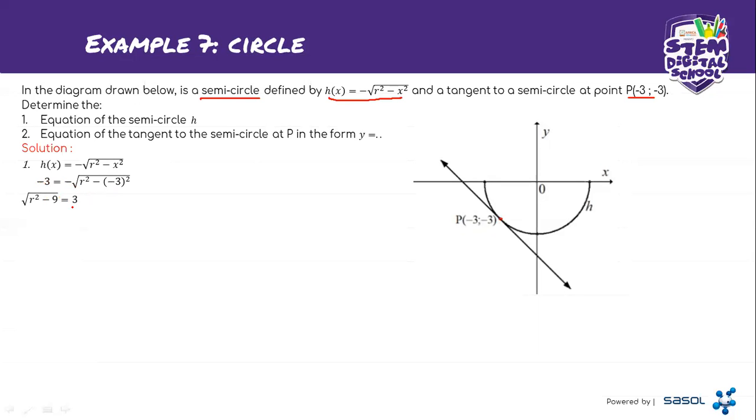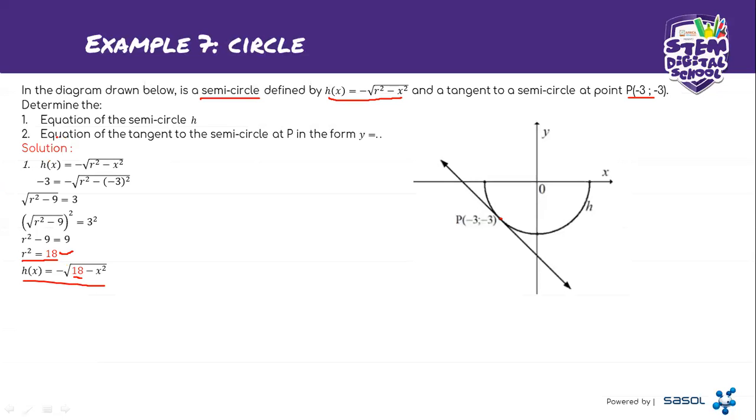After reaching this stage, we are in need of r squared, and this r squared is inside the square root. To get rid of this square root, remember you square both sides. Let's square both sides so that you can remove the square root. Now we have r squared minus 9 equals 9. Then we transpose that 9 to the other side, which is positive 18. Now we have determined r squared, because we want r squared, not r. So in this case, r squared is 18. Then we just put 18 there. This is the equation of the semicircle of h.